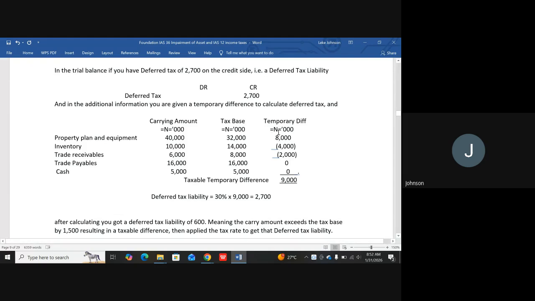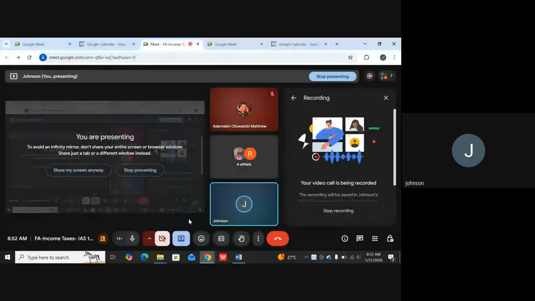So you already understand. Please unmute your mic. I want to be sure that we are following. Do you understand what I'm doing, so that it doesn't look like I'm talking to a class that does not understand? I'm sure the majority of us were in the last class, and I took my time to explain how to calculate deferred tax for us. Everybody, unmute your mic. Were we in the last class?